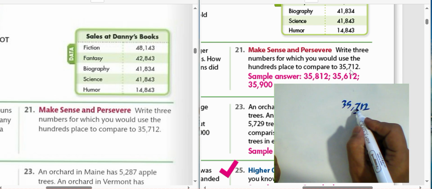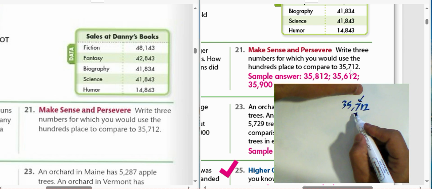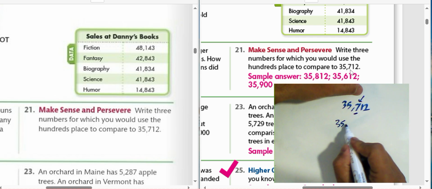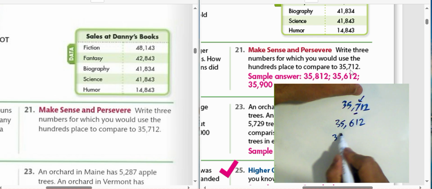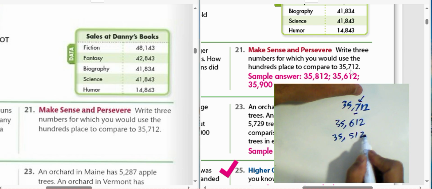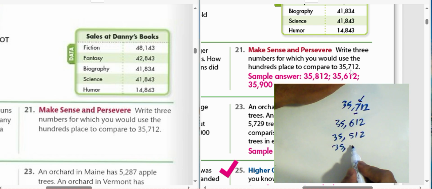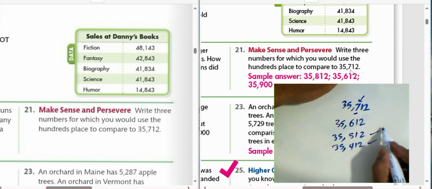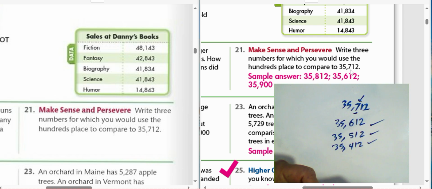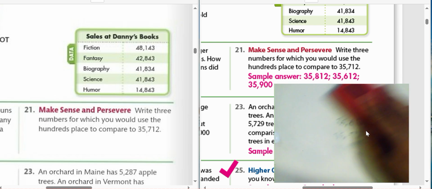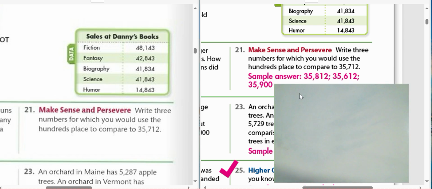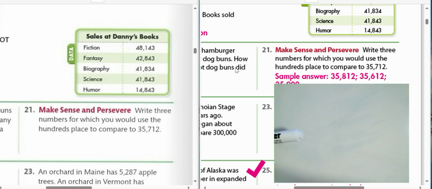Okay, you must change the 7 which lies here in the hundreds place. You can write 35,612, and 35,512 also, and you can write 35,412. Okay, you can write 3 solutions for this example. You can change the hundreds place here. Understood? The answer asks about the digit which lies in the hundreds place. You can change it. Next question.